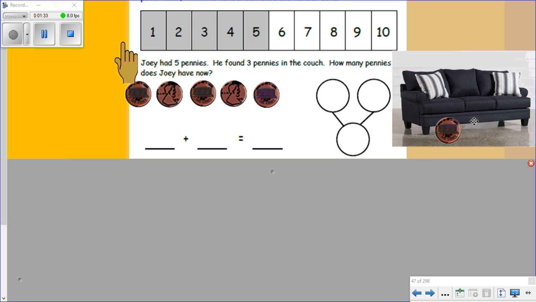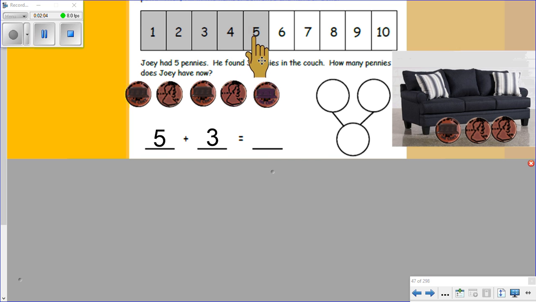There's one, and another one, and another one. There are the 3 pennies found. So now we need to think about all the pennies that he has. So let's write our equation to match the story. Joey had 5 pennies plus, how many under the couch there? 3. So let's use our number line.